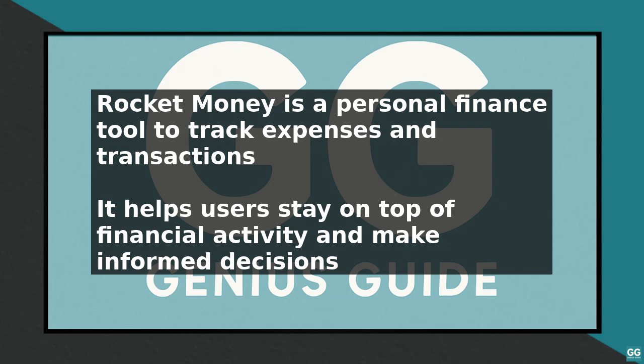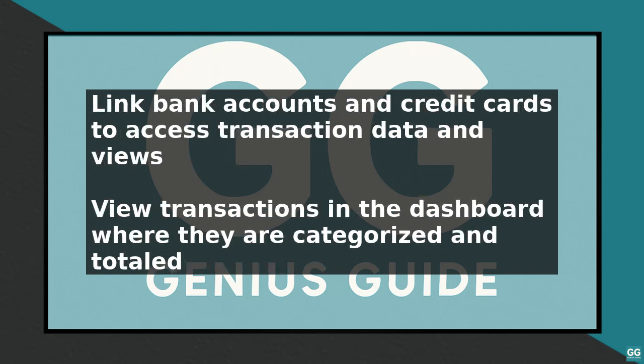Once your accounts are linked, Rocket Money will begin tracking your transactions. You can view these transactions in the Rocket Money dashboard, where they will be categorized and totaled. To track a specific transaction, navigate to the transaction page and click on the transaction you want to view. Here, you will see detailed information about the transaction, including the date, amount, and category.